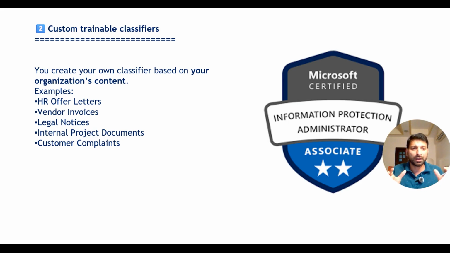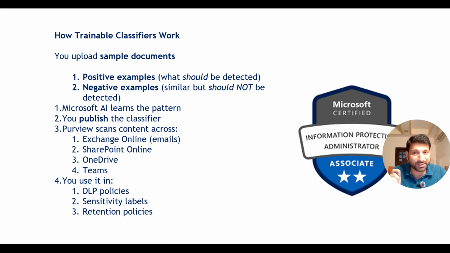We are giving some 50 to 500 documents saying this is the pattern, this is what our HR offer letter looks like, or vendor invoices, legal notices, internal project documents, or customer complaints. On the basis of this, the trainable classifier automatically starts detecting the same type of documents from the Microsoft 365 environment, and it classifies them. So how do trainable classifiers work? You upload some sample documents, and you can give positive examples and negative examples.